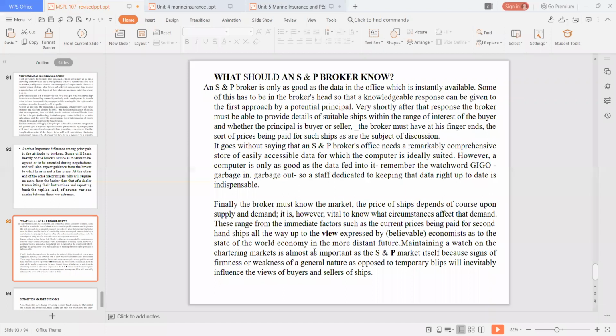Finally, the broker must know the market. The broker always plays an important role there. Knows the market. The price of ships depends, of course, upon supply and demand.